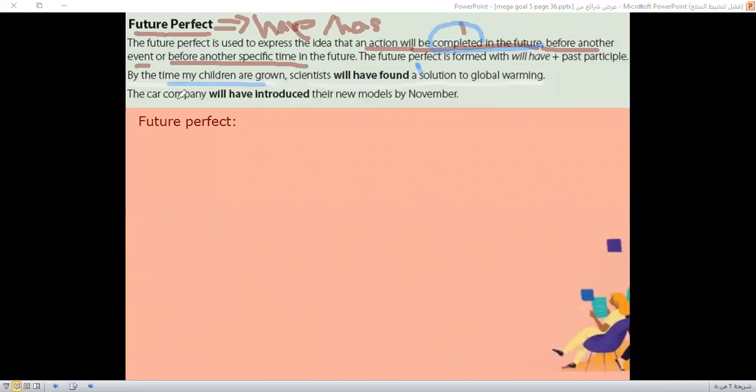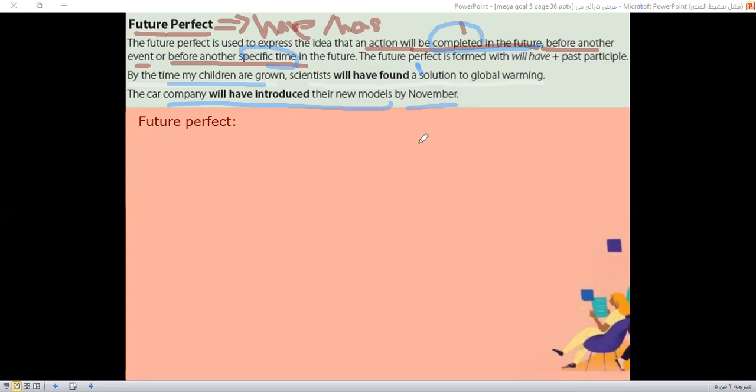Another example here. The car company will have introduced their new models by November. I have the car company that will have introduced their new models, their new cars, and then also I have November, which is a specific time, you see? We said it could be an action like this one, or it could be a specific time like this one. November is a month, which is a specific time.